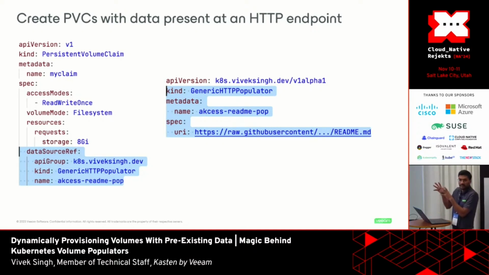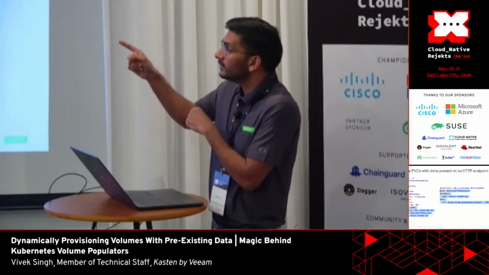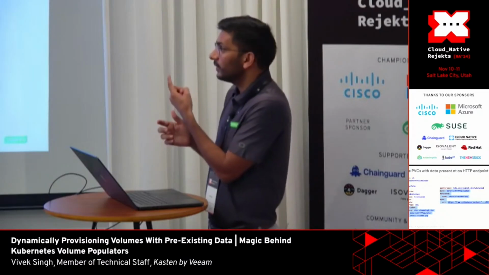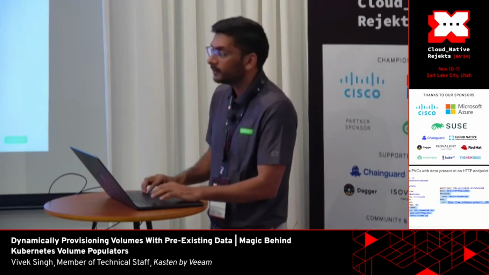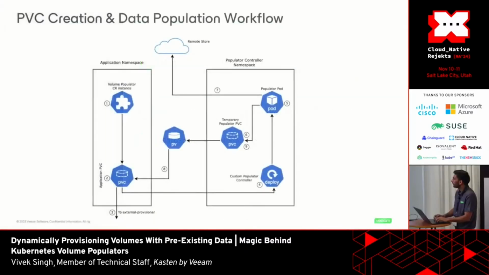Once we have created all those things, we are going to create an instance of generic HTTP populator like we are doing here, and that instance is going to be referred from the PVC. So yeah, this is, let's say, one of the most important slides in the presentation. If you have any question about this, please feel free to ask. So you can see here in the application namespace where we are trying to create the PVC, we have a volume populator CR instance, and that volume populator CR instance is referred into a PVC.